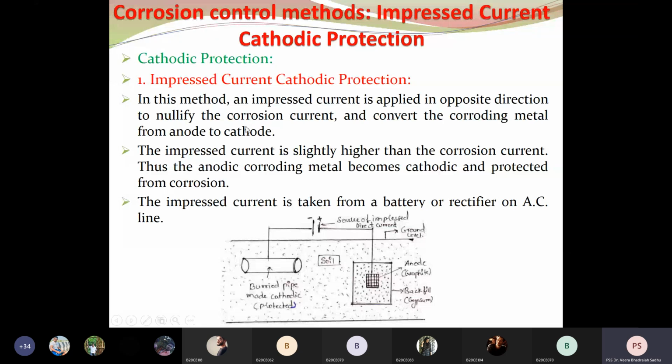If there is some corrosive environment, then there will be an inversion, where the cathode acts as an anode and the anode acts as a cathode, due to the impressed current which is applied in the opposite direction of these cells. The impressed current is slightly higher than the corrosion current. Then the anodic corroding metal becomes cathodic and is protected from corrosion.